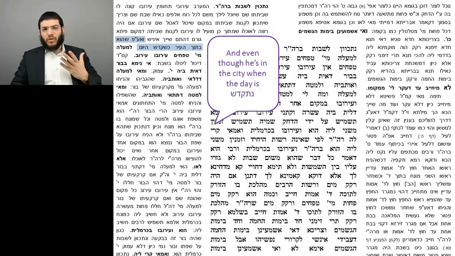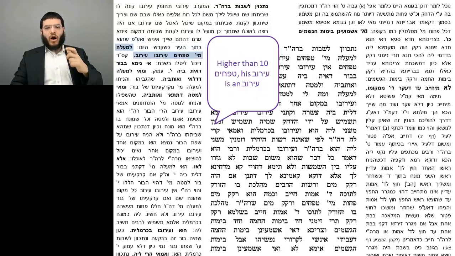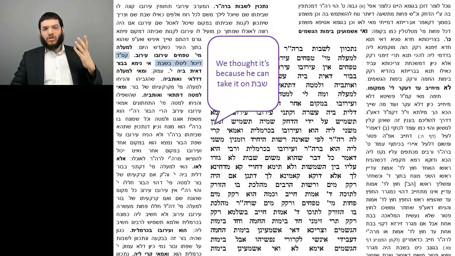So the Brisa says over there, if he placed it in a pit, it depends. If it's lemaylah mi'yud, it's a good eiruv, and if it's lematah mi'yud, it's not a good eiruv. So the Gemara, Rashi here quotes that what it says, lemaylah mi'yud, higher than 10 tefachim, his eiruv is an eiruv. We thought it's because he can take it on Shabbos, because later on we're going to say that it's not necessarily on Shabbos, it could be bein hashmashos. So Rashi is saying at this point we understand that it's telling us he's able to take the food from the pit and eat it outside of the pit on Shabbos.